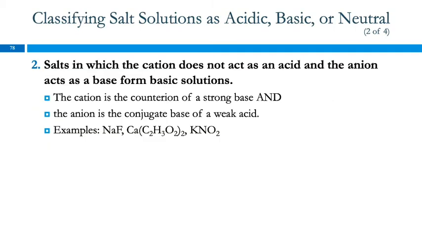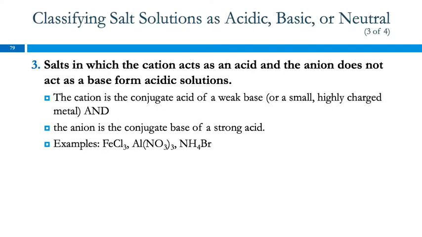Salts in which the cation does not act as an acid and the anion does act as a base. So the anion is acting as a base, the cation isn't doing anything, so these are going to be basic solutions. So we have the cation being the counter ion of a strong base, which is pH neutral. The anion is the conjugate base of a weak acid. This is going to act as a base.